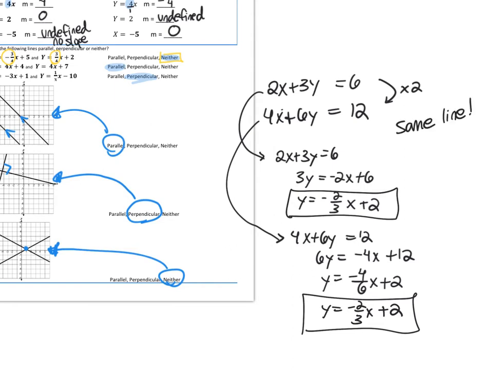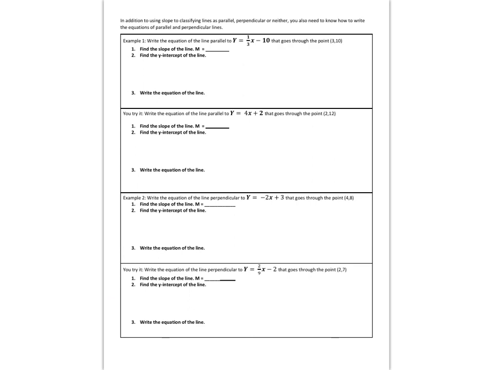So these equations do not represent parallel lines. They don't represent perpendicular lines. They represent the same line. If you want to be really fancy, you might say that those are coinciding lines. But coinciding is just a fancy word for the exact same thing. So just know that that can happen too.